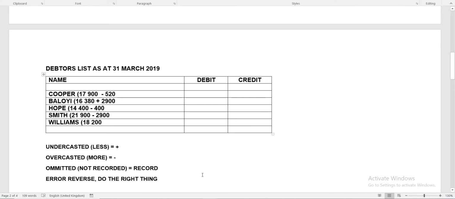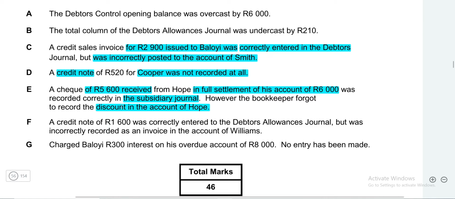Okay, and then from there we can go to the next adjustment and just understand what we need to do. So next they're saying that a credit note of 1,600, remember the source document is the credit note.